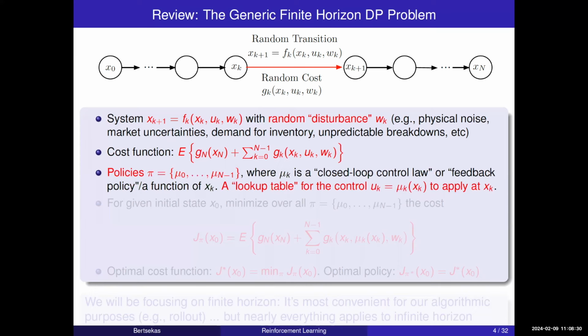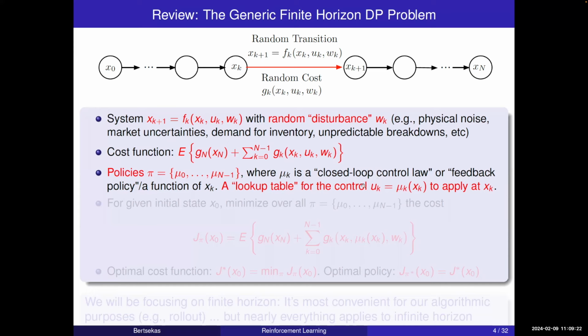A policy given by pi is a set of functions, mu_0 to mu_{N-1}, where each of these is a state-dependent function that outputs an action. The reason we need policies for stochastic problems is that a control sequence will not suffice. If I am at a particular state xk and I apply a control, where I end up in xk plus one is not necessarily deterministic. So the next control in my control sequence may not necessarily apply to where I am. Instead we have a policy, which is a sequence of functions that's sort of like a lookup table. It says, if I'm at a particular state, I apply a particular control, which is the output of these functions mu.